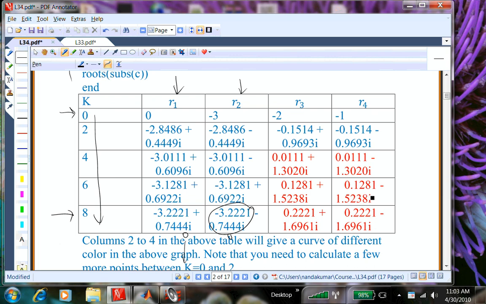Plus, minus. Yeah, they should change. This should be minus. That should be a minus. That's what you're talking about, right? Yeah, thank you. I just cut and pasted, so I made a mistake there. Okay, so basically, that's how you generate your root locus.